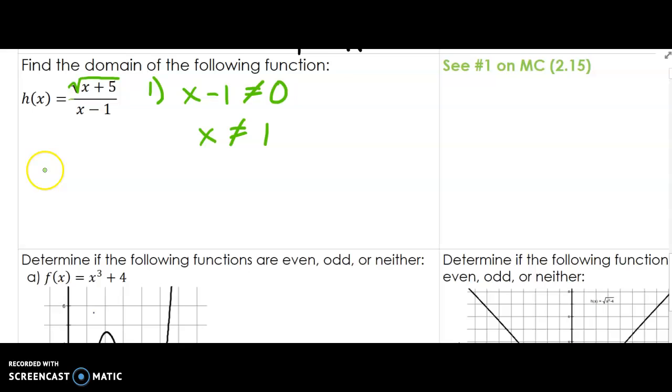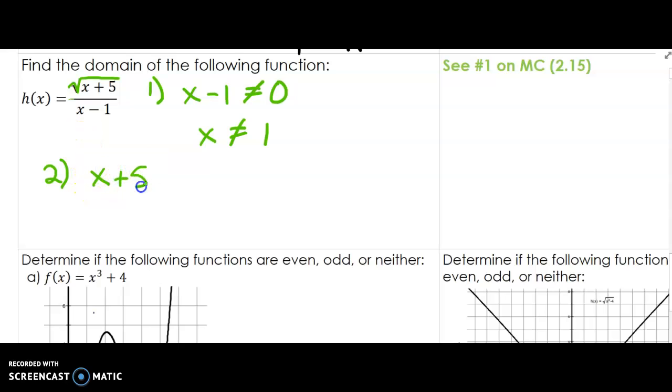The second thing we need to do is, when we're thinking about an even root, like in this case a square root, we know that we cannot take the square root of a negative number because that would give us imaginary solutions. And so we need to make sure that whatever's underneath our even root is not negative. It needs to be greater than or equal to 0. And so that's exactly what I'm going to do.